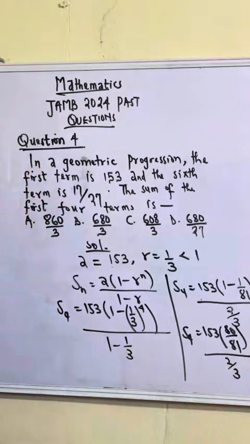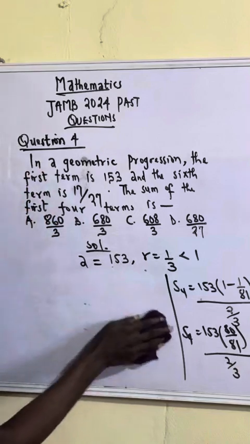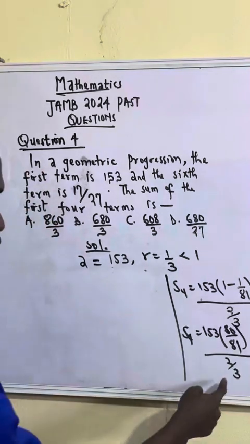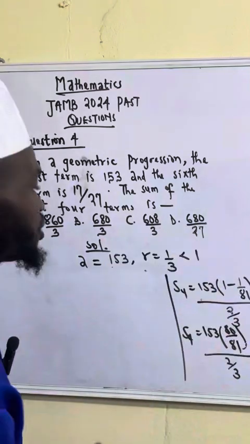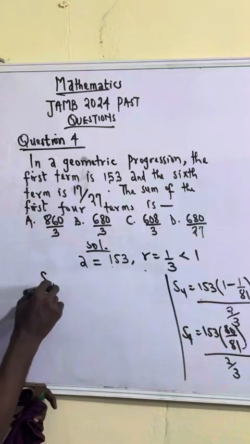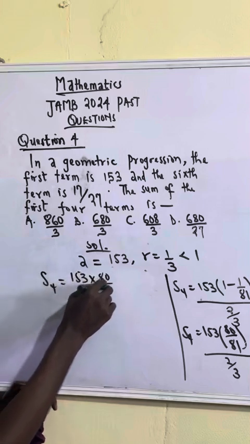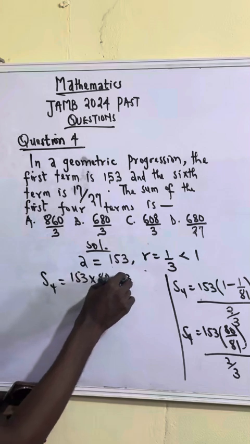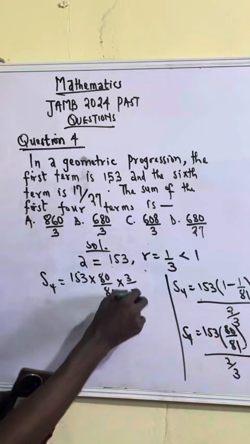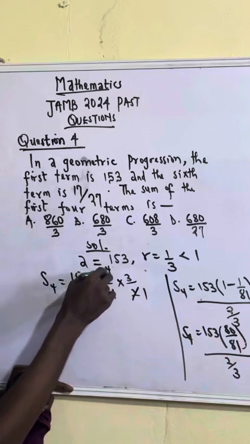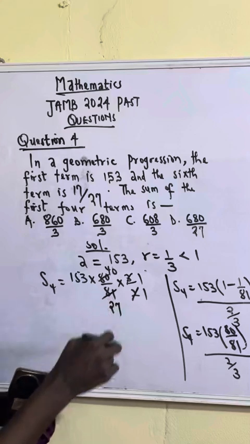From here, I can do some manipulation. This 2 over 3 can come up and multiply, and we swap around the numerator and the denominator. We have S sub 4 equal to 153 times 80 over 81 times 3 over 2. Now 2 divides 2 and 80, which gives me 40. 3 divides 3 and 81, that is 27.